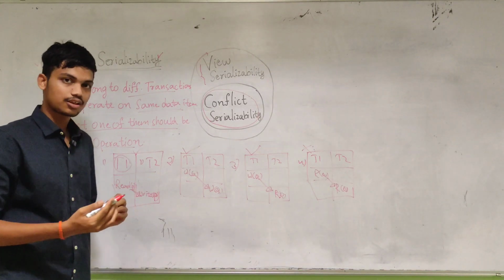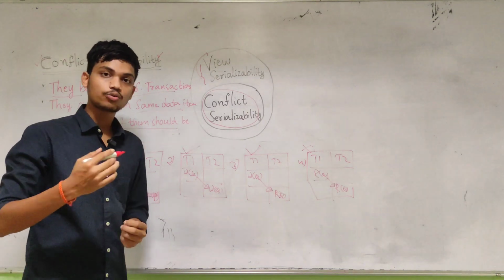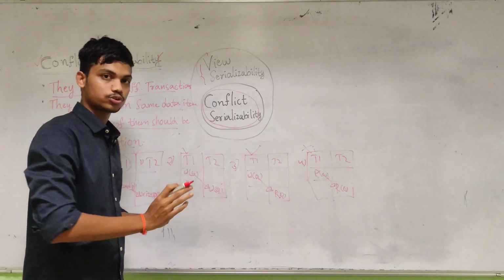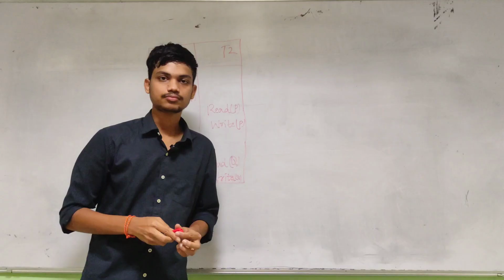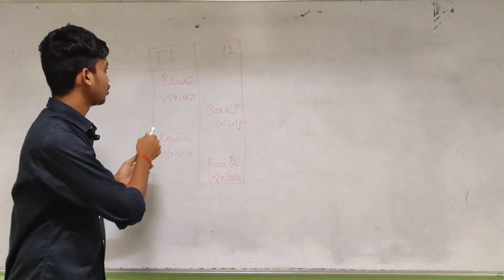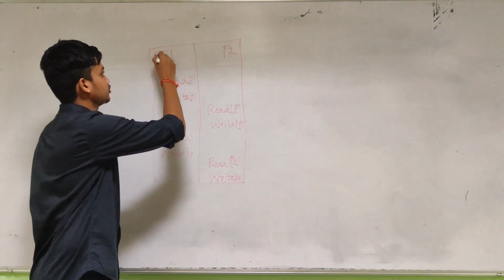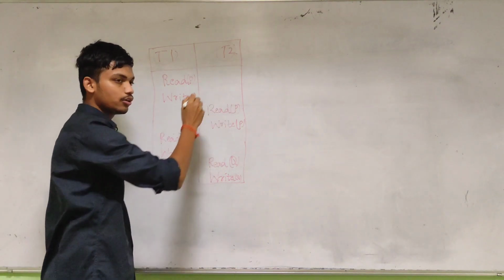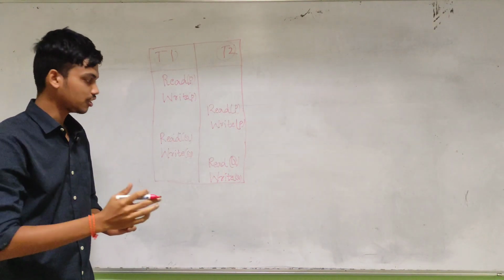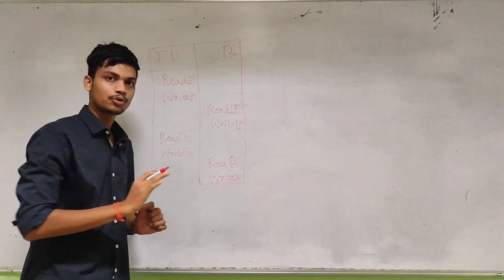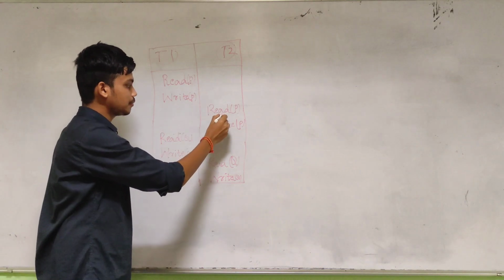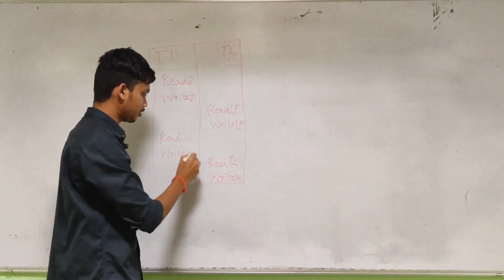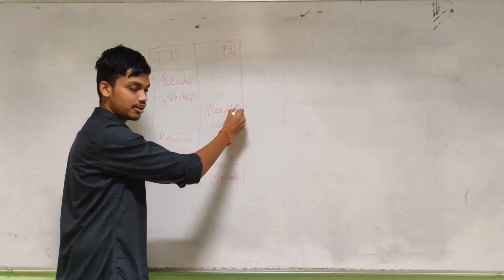Now we are going to take an example and understand conflict equivalence between two schedules. Note it down. Look at this example. This is transaction T1, this is transaction T2. Our intention is to check whether this schedule is conflict serializable or not. Here read P, write P, read P, write P are there, and these are different data items.